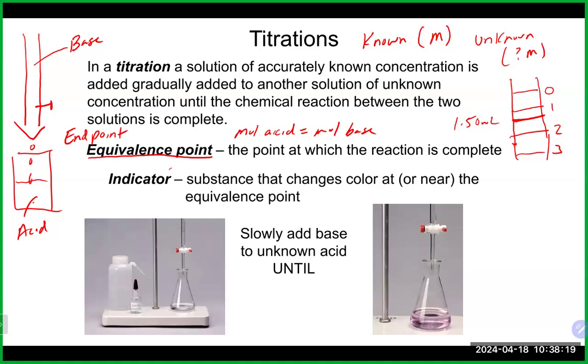And that is where we use an indicator. An indicator is really kind of like a weak acid. It will change color near the equivalence point. And there it is right there. That is everybody's favorite, phenolphthalein, spelled almost right, maybe. All right, that's phenolphthalein.